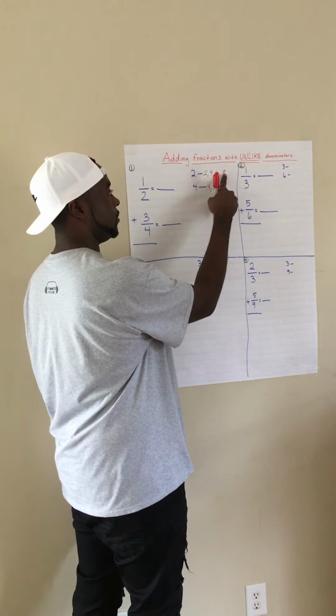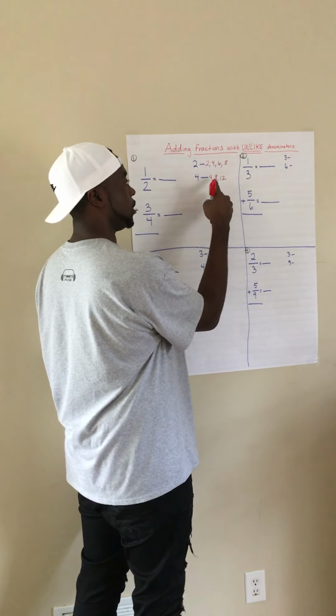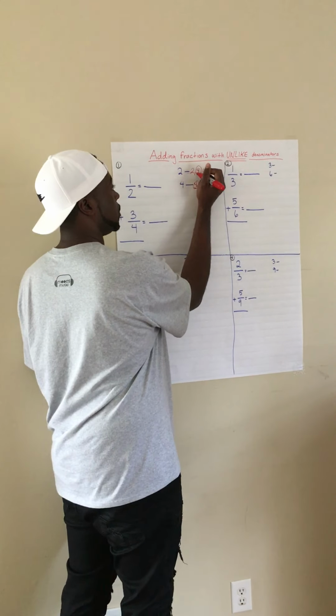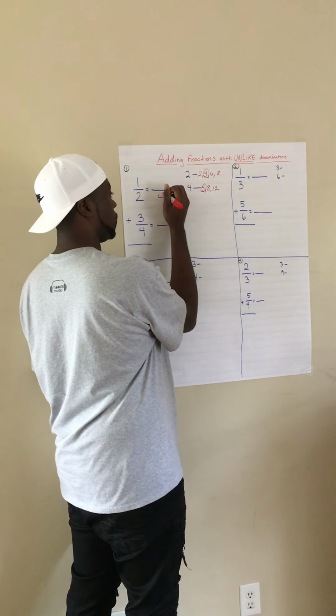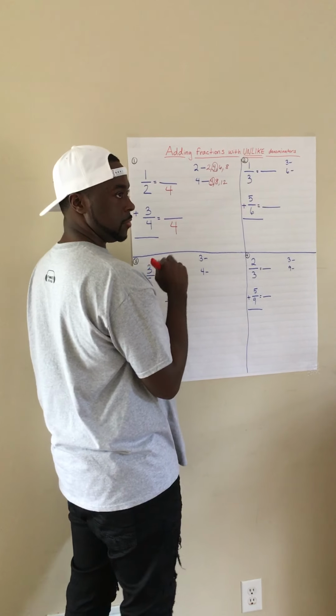I see an 8 and I see a 4. We want the least common multiple. So the least number they have in common is 4. So I'm going to use these two to make my common denominator. So I'm going to put a 4 right here and a 4 right here. Okay then, so we need a new fraction.